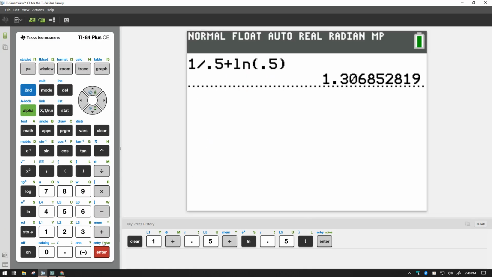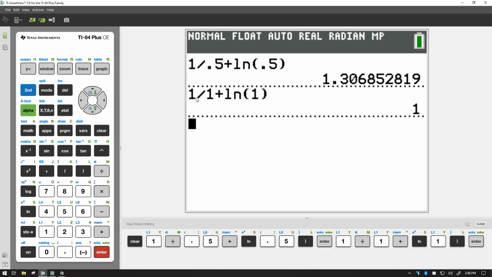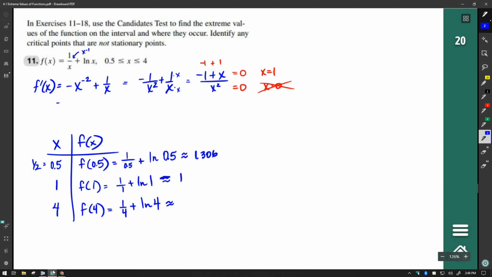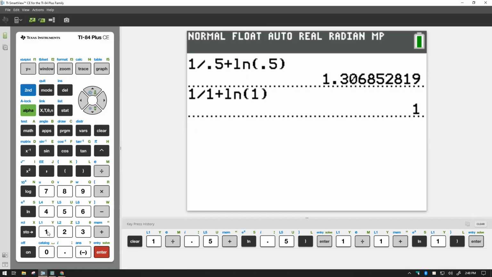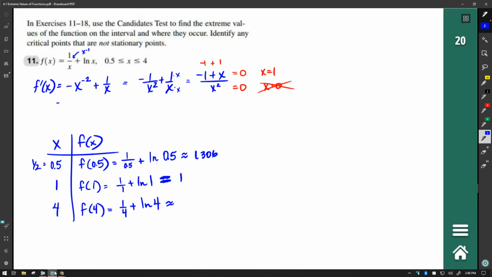So let's go back here. 1 over 1 plus the natural log of 1. I think I know this one already. And yeah, it's just 1 because the natural log of 1 is 0. So that's 1, and we'll change this to equals. And then we want 1/4 plus the natural log of 4. 1 divided by 4 plus the natural log of 4. And that's 1.636 on that one.